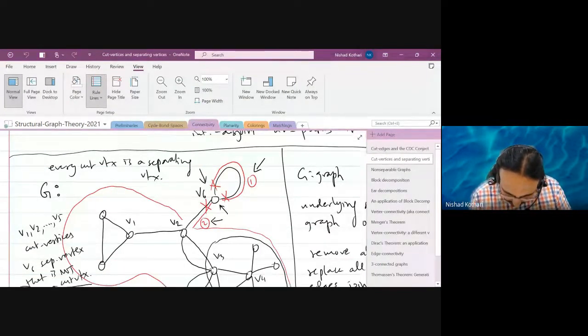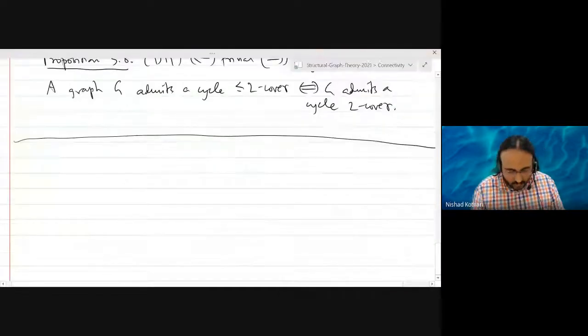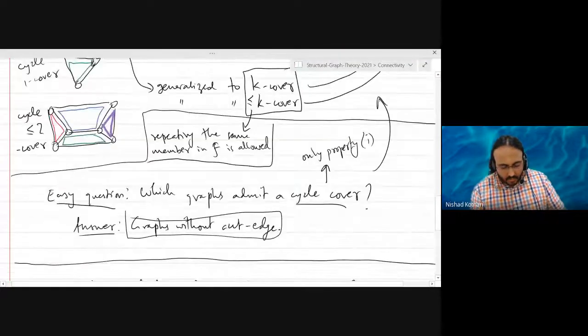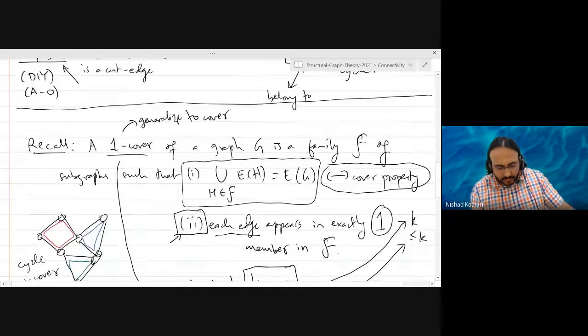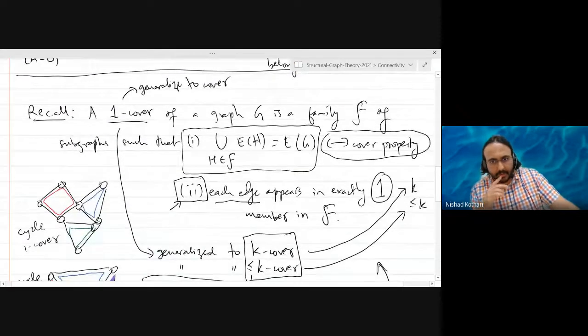Yeah, in connectivity. Okay, good. So I want to remind you of some definitions that we discussed back then.